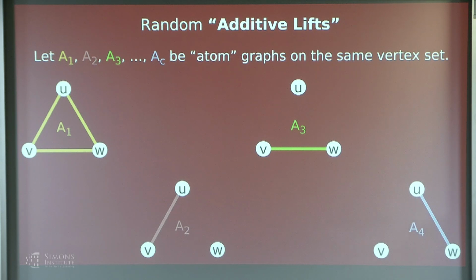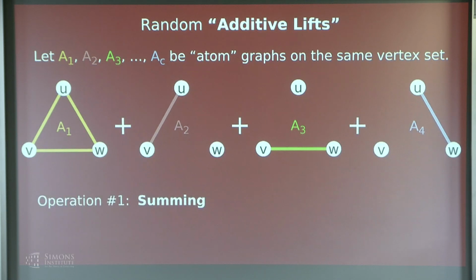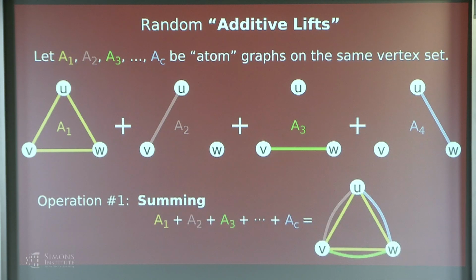But before I get to additive lifts, let me talk about 2 simpler operations on collections of graphs. The first operation is very simple. It's just summing. Sometimes I'm going to identify graphs with their adjacency matrix. And summing just means put the graphs on top of each other, or sum the adjacency matrices. So in this particular running example, when I sum these 4 graphs, I get this multigraph. We're going to be fine with multigraphs in this talk. So we get 2 copies of the triangle. Okay, so that's summing, an operation on collections of atoms on the same vertex set.